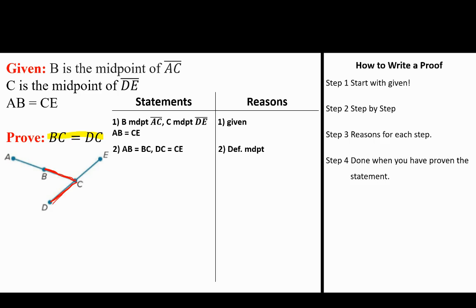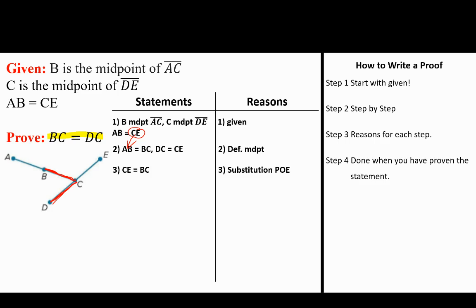So next, I know I'm trying to prove that BC is the same length as DC. Well, I don't have anything to compare with those right now, but I do have another piece of given information I haven't used yet, and that's that AB is the same as CE. So my first thought is, why don't I substitute, instead of AB equals BC, how about I substitute CE in? So I substitute that in there, and I know that CE equals BC. The reason? Well, I use the word substitute. It's the substitution property of equality.